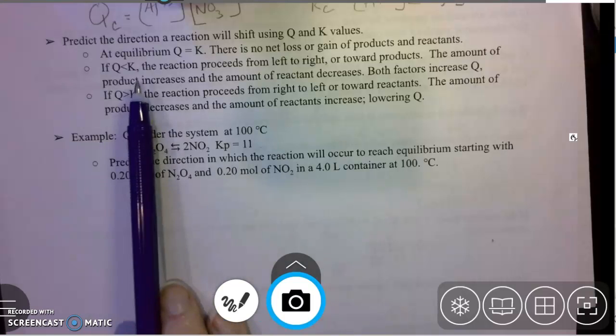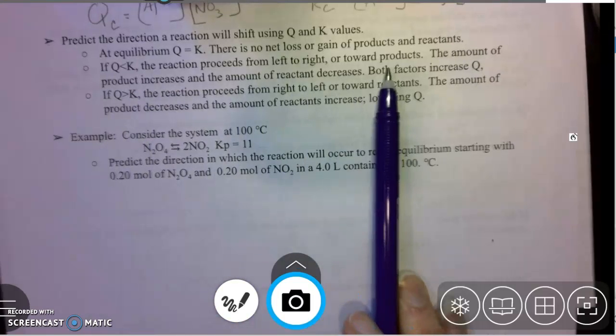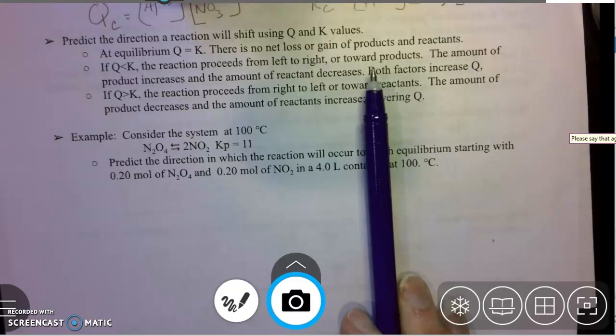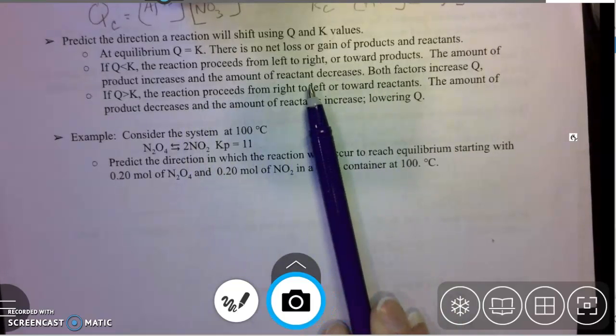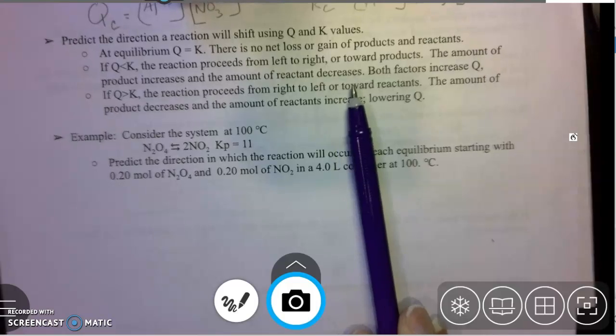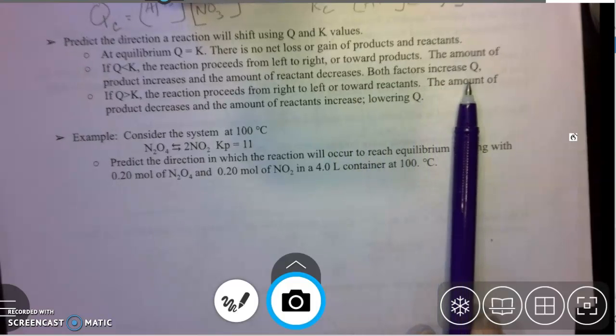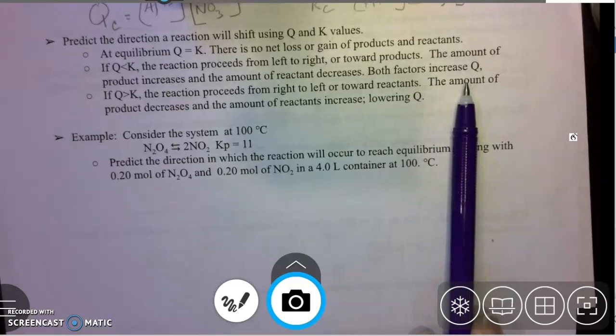So if Q is less than K, the reaction proceeds from left to right or towards the products. So the amount of product increases and the amount of reactant decreases, and both of these factors increase Q. So we're trying to get it back to that equilibrium.